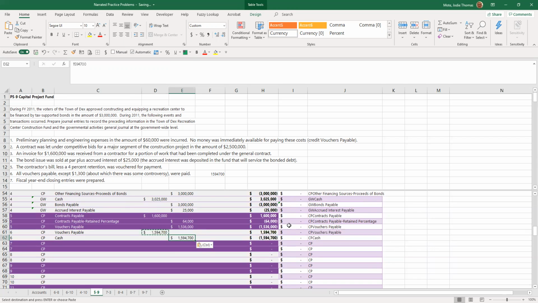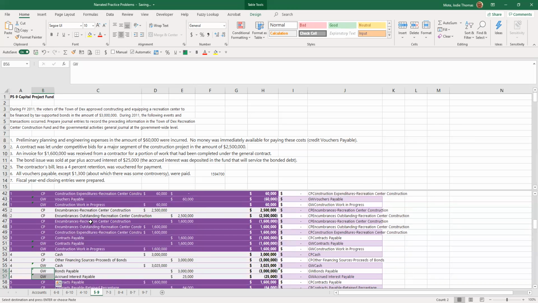Okay. Now, this is saying the fiscal year end closing entries were prepared. We're not done with this project, okay? Because we still obviously have half of our money remaining to spend on this project. So here we go. There would normally be some government-wide entries, but since we weren't given any depreciation dates or any other information, we really don't have enough to have any temporary account balances like an expenditure. They're all assets, right?